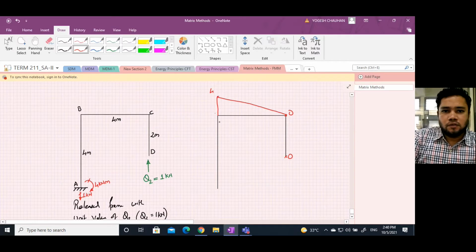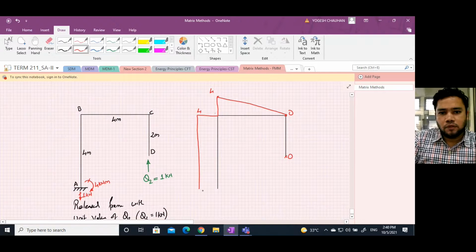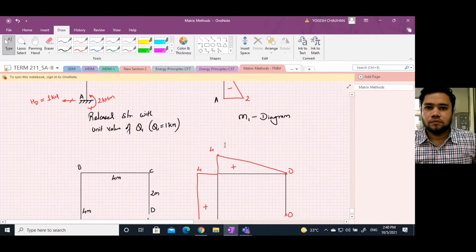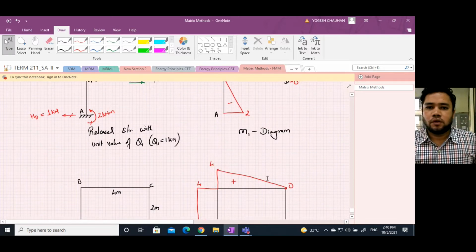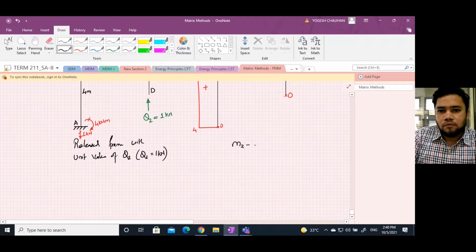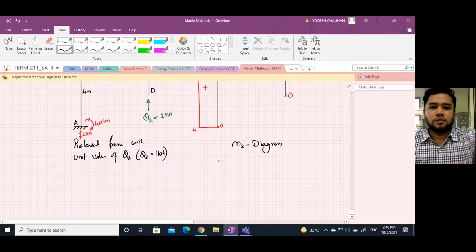And same will be for this member, 1 into 4, and it will be constant, and 0 here. So this we call as small M2 diagram. Okay. Now the third one.